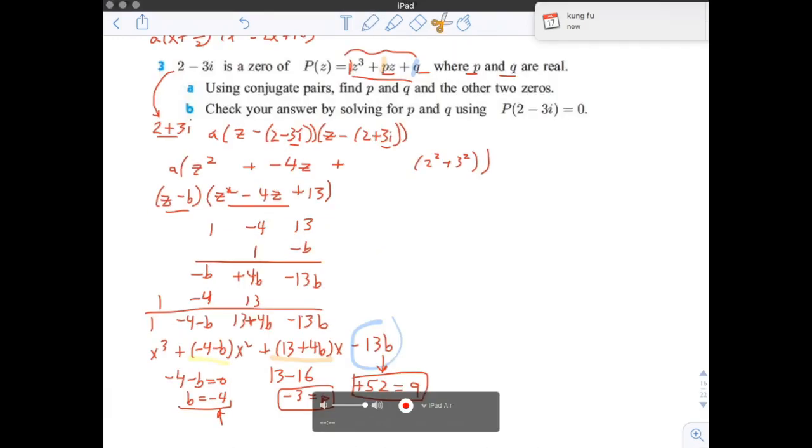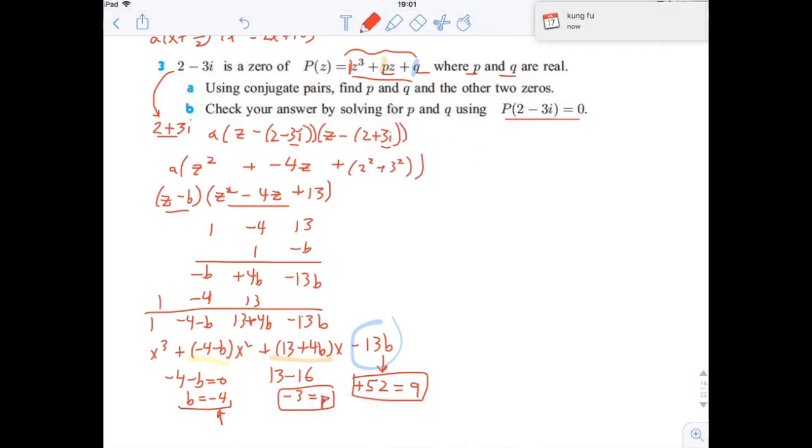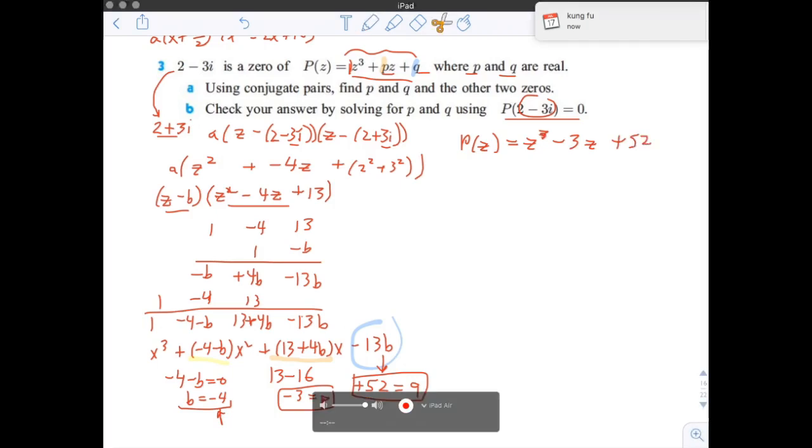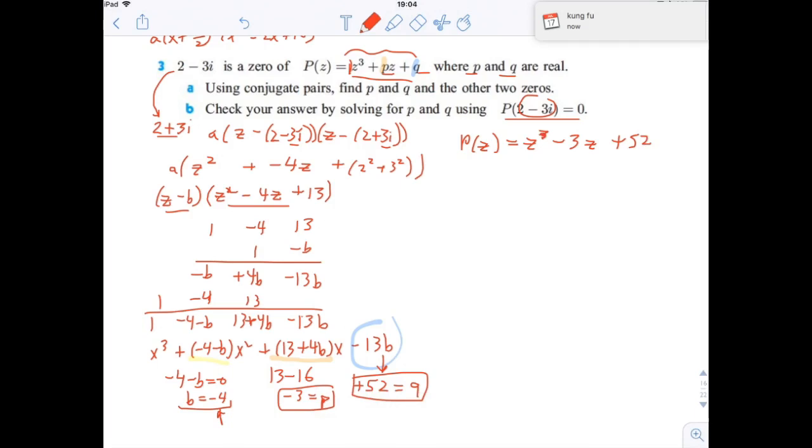So it says now to check your answer by using this expression here, okay? By solving for p and q using this. So let's put 2 minus 3i into our p expression. So I'm going to rewrite p. Instead of writing p and q, I'm going to put their actual values in there. So z cubed plus or minus 3p, minus 3z plus 52. So first thing I'm going to do is I'm going to substitute in 2 minus 3i here.